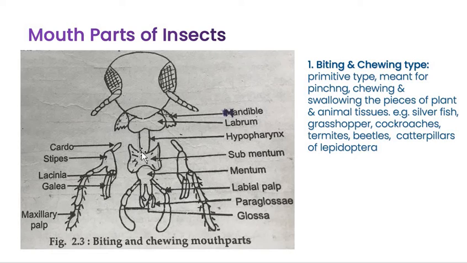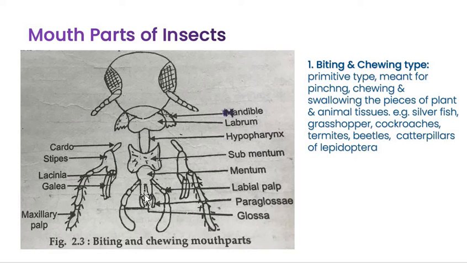The median hypopharynx lies behind the mouth. Then a pair of mandibles and maxillae lie laterally. Here you can see the pair of mandibles and maxillae; they lie at the lateral side of the mouthparts. And the labium forms the lower lip. Here you can see the labium, and the labial palp is there.